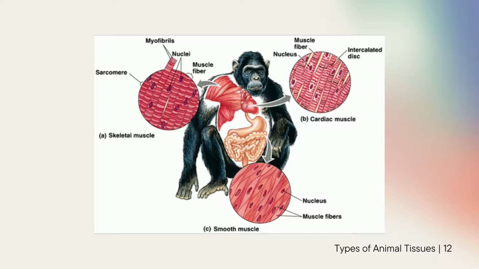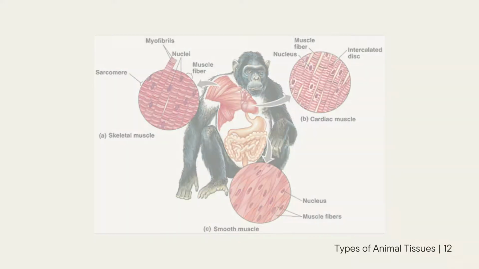Cardiac muscles contain a distinct characteristic of branching. And smooth muscles are tapered. So it is thin, then becomes thickened in the middle, and then thin again. So it has no distinct muscle striations and the nucleus is found in the center. So these are the muscle tissues that we have.